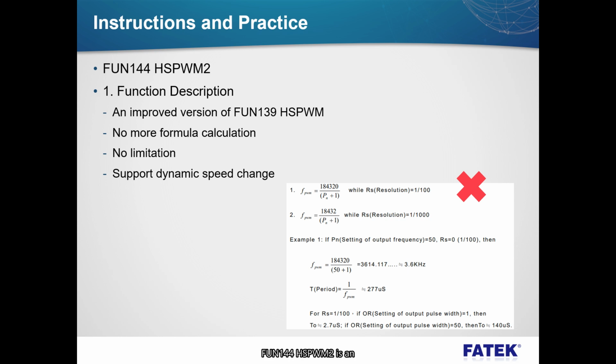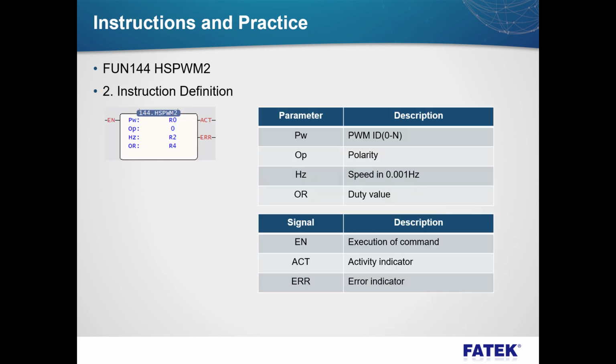Function 144 HSBWM2 is an improved alternative to function 139, without the use of formula and being able to accept PWM frequency directly. Function 144 HSBWM2 also supports dynamic change of speed on the go. The definition of function 144. PW is the axis index. OP specifies the polarity of the PWM. Hertz is the PWM speed from 0 to 200 kHz, or determines the width of the PWM pulse.